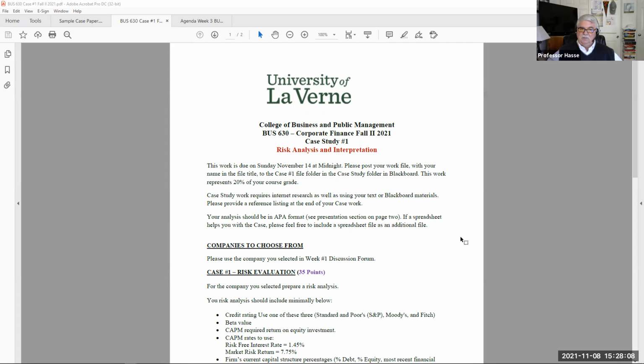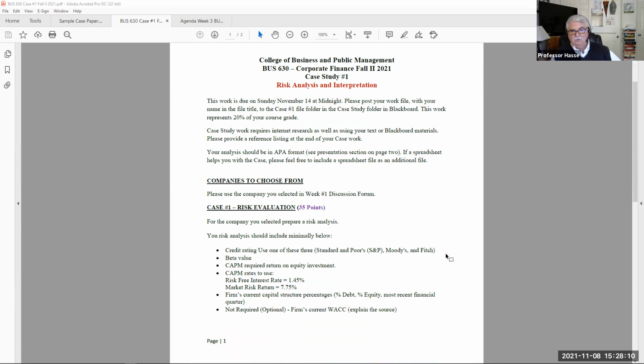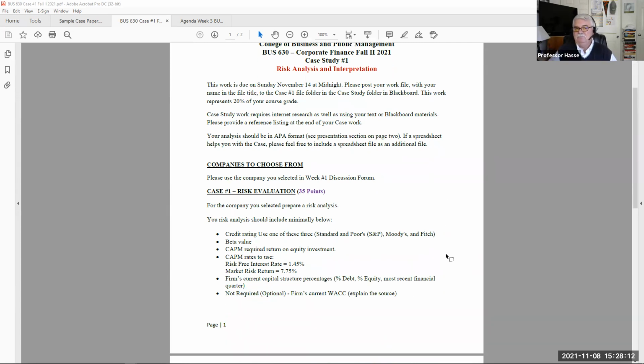So the case is split into a couple of parts. The first part is mainly a calculation, risk evaluation. For the company you selected, prepare a risk analysis. That risk analysis is at a variety of levels. What is the credit rating of your company currently? What is the Standard & Poor's, the Moody's, the Fitch? Those are the 3 credit agencies or rating agencies of corporate America. What is your current company's credit rating?